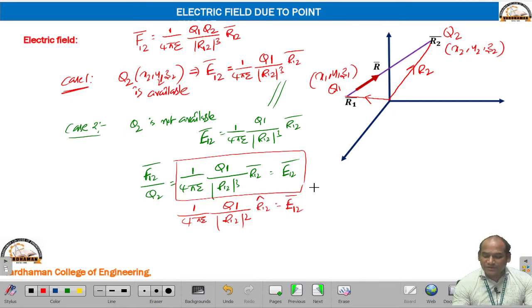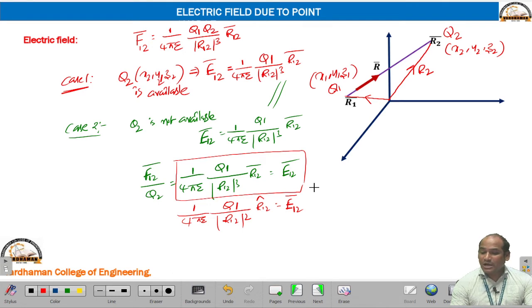Or in terms of the position vectors also we can write, as we have written for Coulomb's law. Whatever problems we have solved in the case of Coulomb's law, similar types of problems we can do for the electric field due to point charges also. Okay, and here also we can apply the superposition principle.